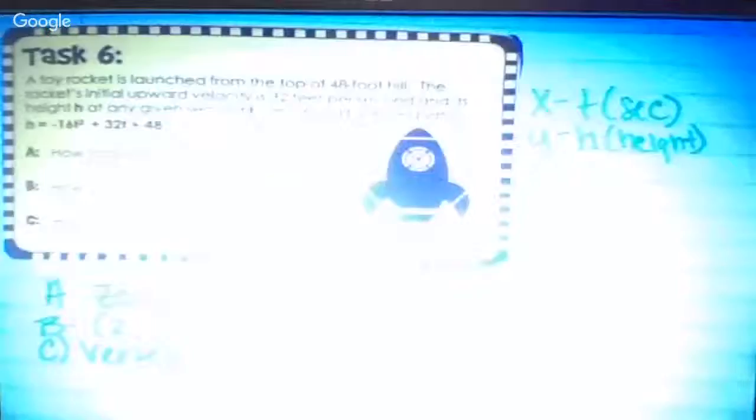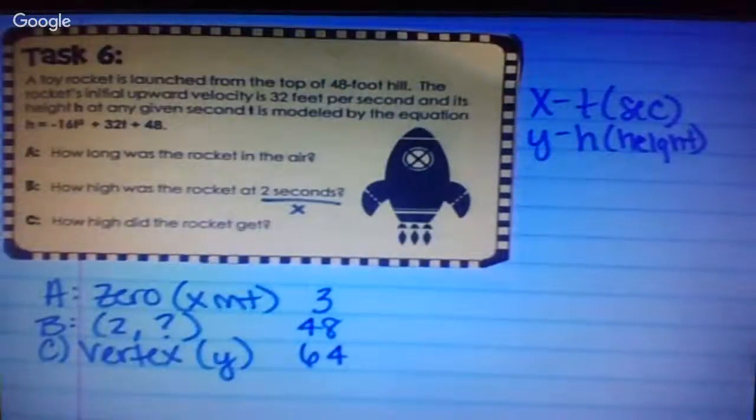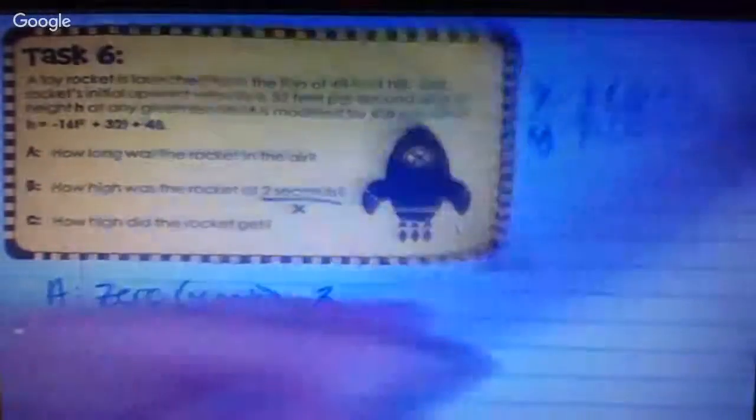Okay, task 6. After 3 seconds, your rocket has come back down and hit the ground. After 2 seconds, your rocket is 48 feet in the air. And your vertex, it goes as high as 64 feet in the air. Okay, let's talk task 7.